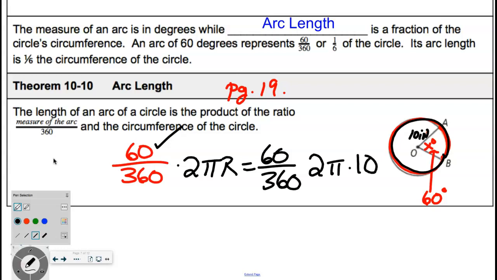What you do here depends on whether you're told to round or be in terms of pi. I'm going to say in terms of pi, so I'm going to put a pi down. And this is where you have to make sure you're using whatever calculator you're going to use the whole time. You're going to do 60 divided by 360, or if you want to reduce it before, you could. But if you do it wrong, then it kind of sucks. So I would just leave it. I would just go 60 divided by 360 times 2 times 10.